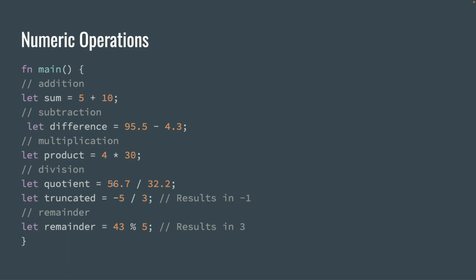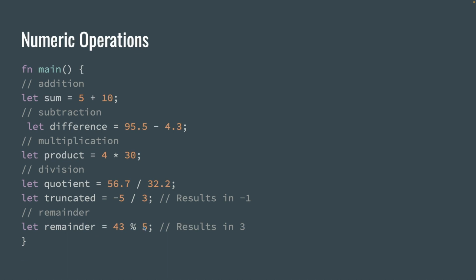Quotient. Now here it's a little different. If you use two floating point numbers, it will give you the exact quotient. But if you use two integers, now minus 5 divided by 3 is minus 1.667, and it keeps going on. But because these two are integers, the truncated value will also hold only an integer. So it will hold only the integer part of the result, which is minus 1.